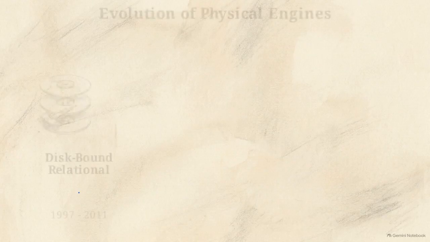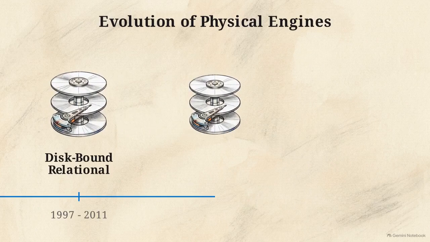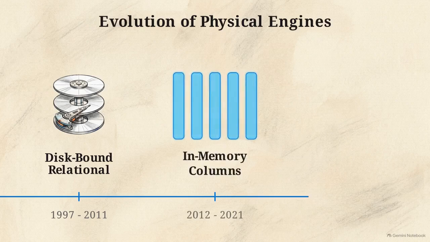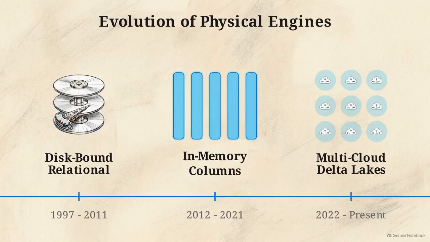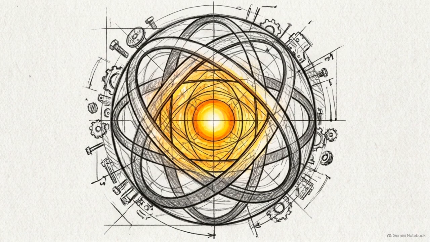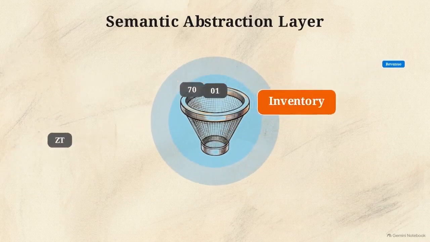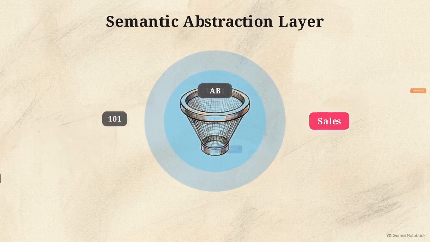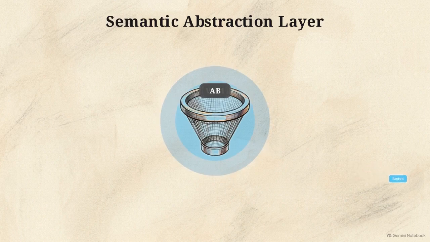Over 28 years, the underlying physical engines of enterprise data have been completely replaced, evolving from disk-bound relational tables to in-memory columns to open multi-cloud Delta lakes. Yet one element remained constant through every hardware upgrade: the semantic model. This is the abstraction layer that translates cryptic operational codes, like raw third normal form movement types, into legible business context. This timeline maps the unbroken lineage of that intellectual property.